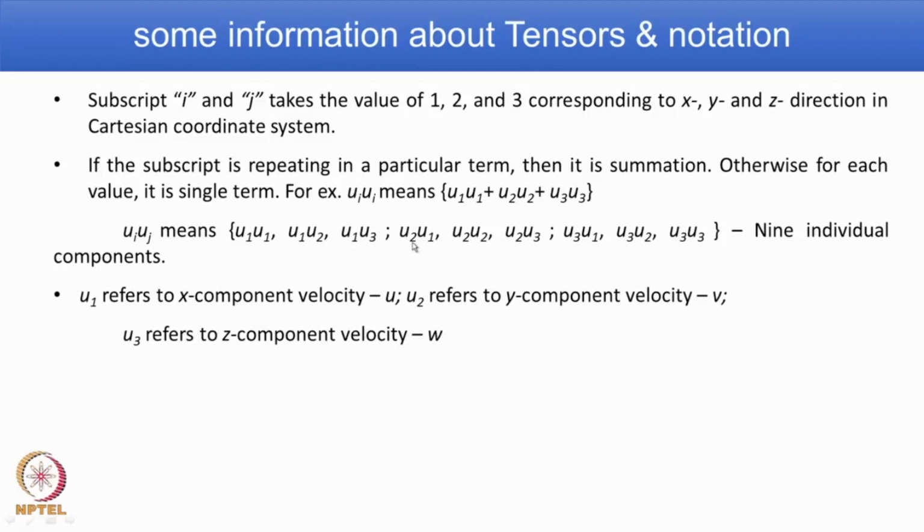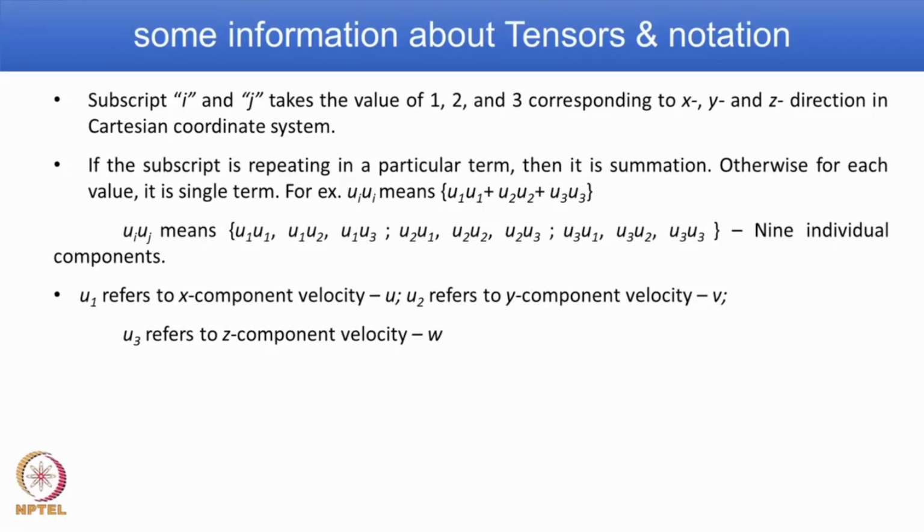Similarly, i now takes the value 2, and j will again take the values 1, 2, 3 separately. So you get another 3 components: u2 u1, u2 u2, u2 u3. Third possibility, i takes a value of 3 and j takes 1, 2, 3, so you have u3 u1, u3 u2 and u3 u3. When you write a term ui uj, i takes a value independently 1, 2, 3 and for every value of i, j takes a value independently 1, 2, 3. In total you get 9 independent components, and all the 9 are displayed here.